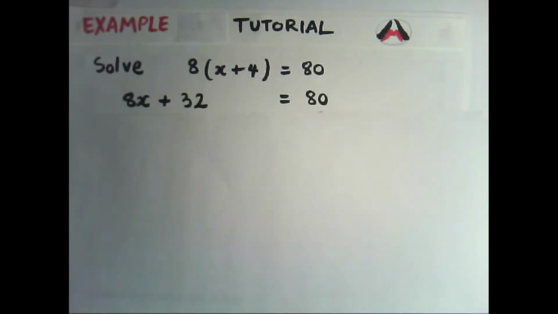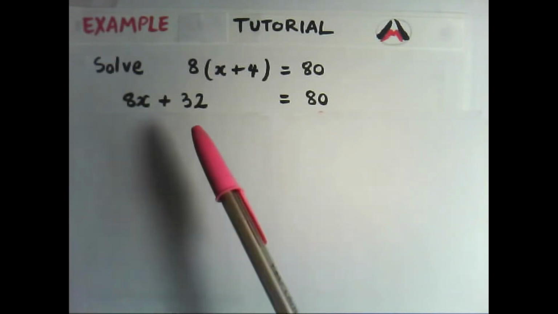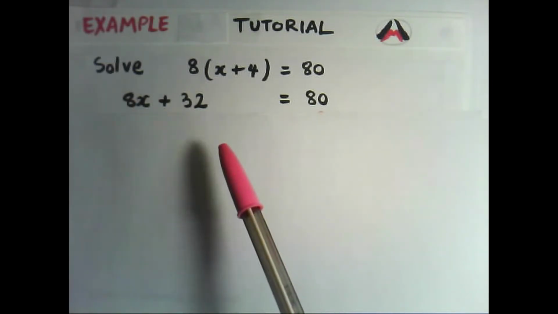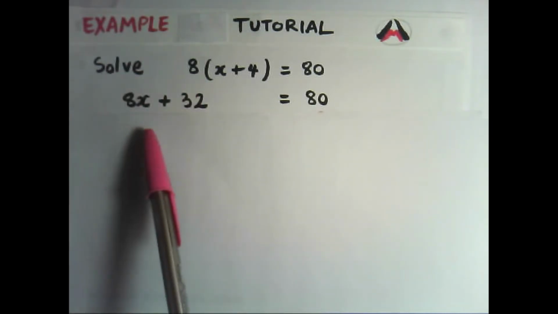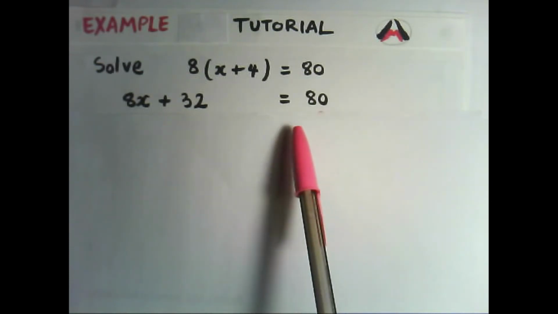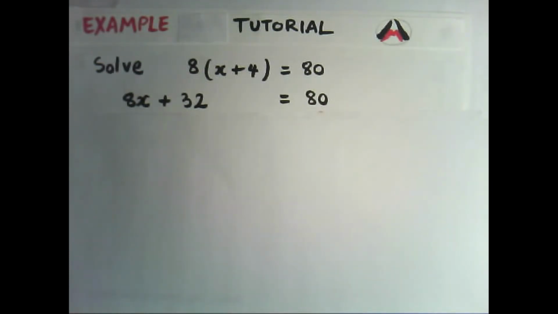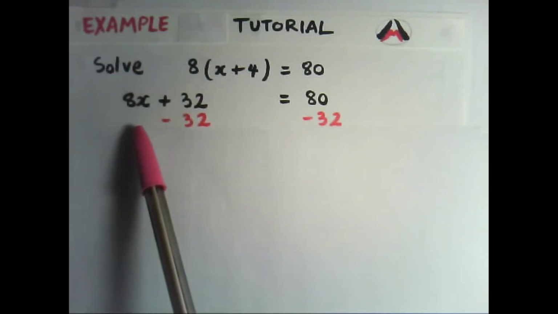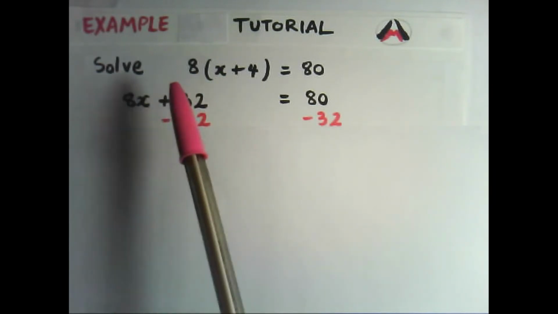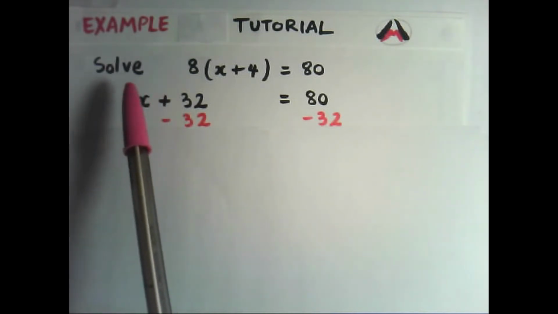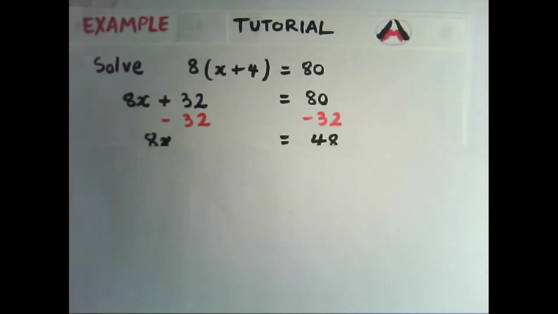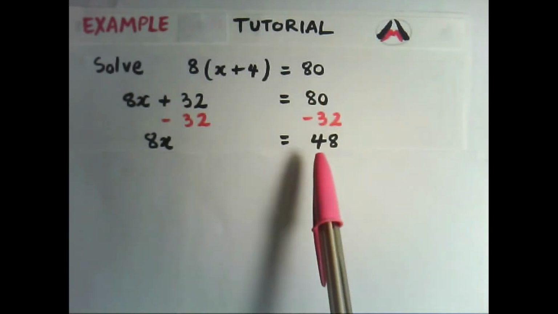Now the next thing to do would be to subtract 32 because that is the opposite or the inverse of this plus 32. Now if we're going to do that to the left-hand side of the equation, we also need to do that to the right-hand side of the equation to maintain balance. So when we do this, the plus 32 and the minus 32 equals 0. So the only thing we're left with on the left-hand side of the equal sign is this 8x term. So we can see 80 minus 32 gives us 48.